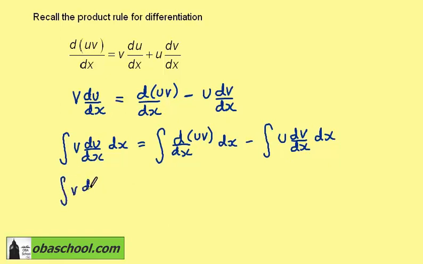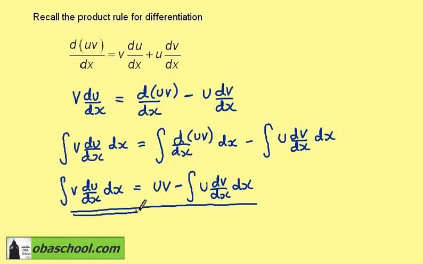This gives us the integral of v du/dx is equal to, here we've differentiated with respect to x and then integrated with respect to x. We know that differentiation and integration are reverse processes. It follows that this will just be uv. Then take away the integral of u dv/dx with respect to x. This last line is the parts formula.